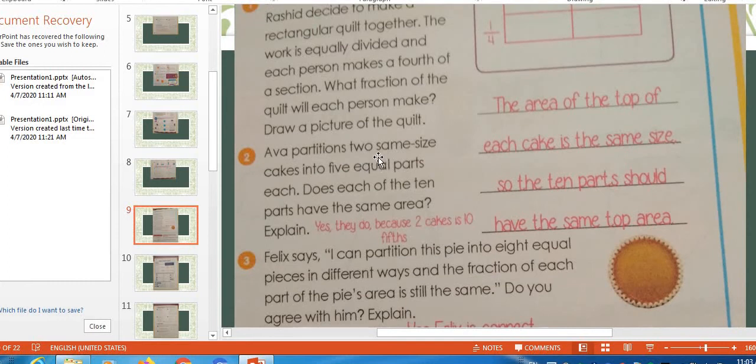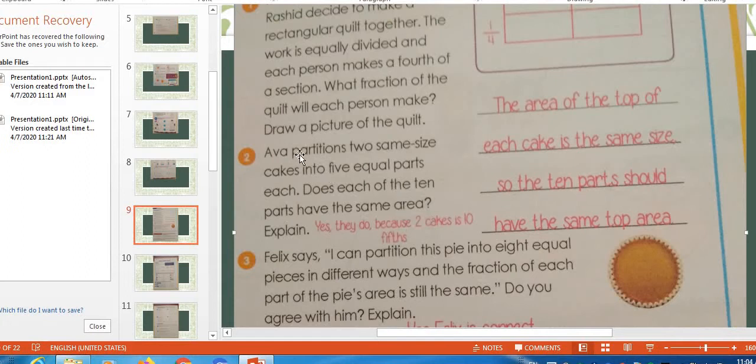Eva partitions 2 same size cakes into 5 equal parts. I have here a cake and it's divided into 5 equal parts each. Does each of the 10 parts have the same area? Explain. Yes, they do, because 2 cakes is 10 fifths.